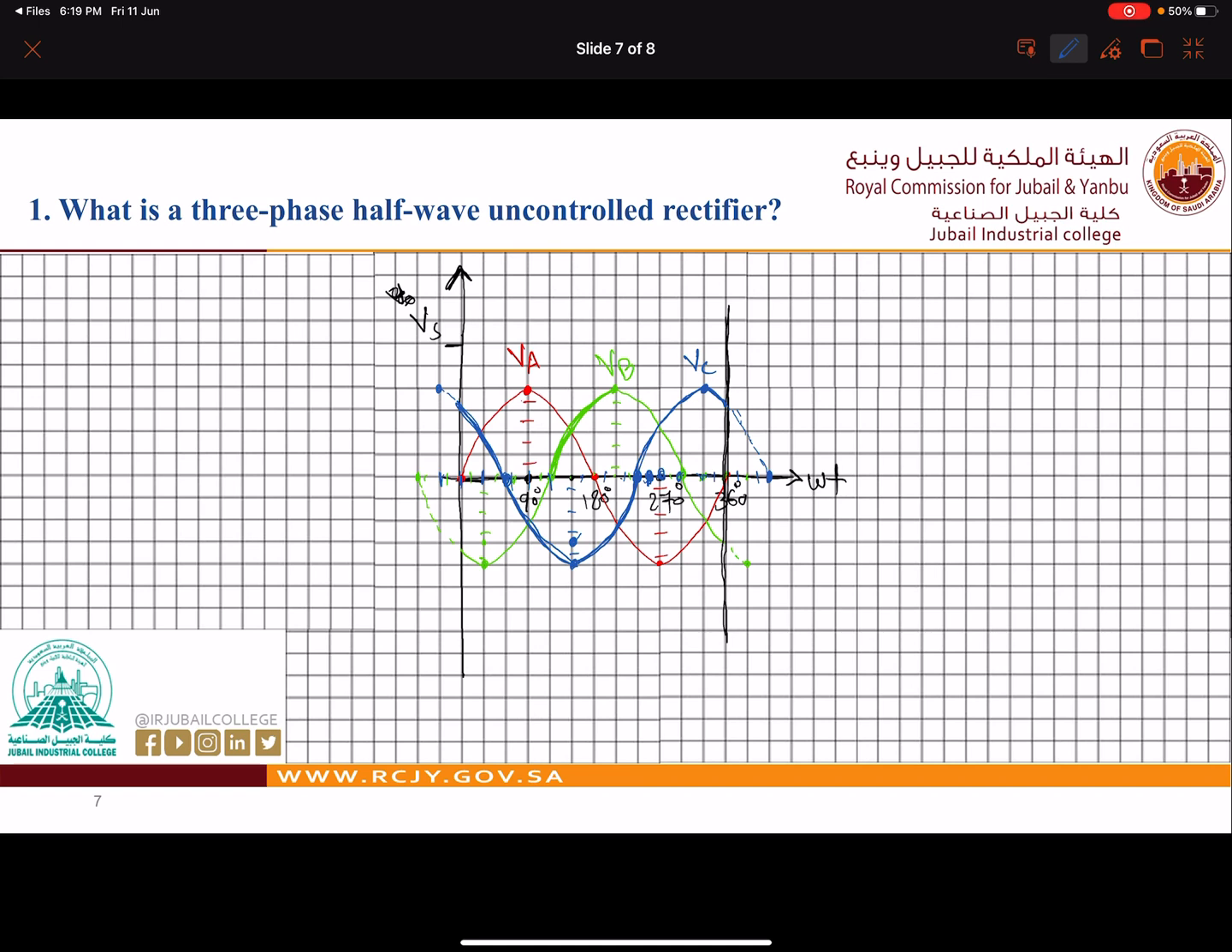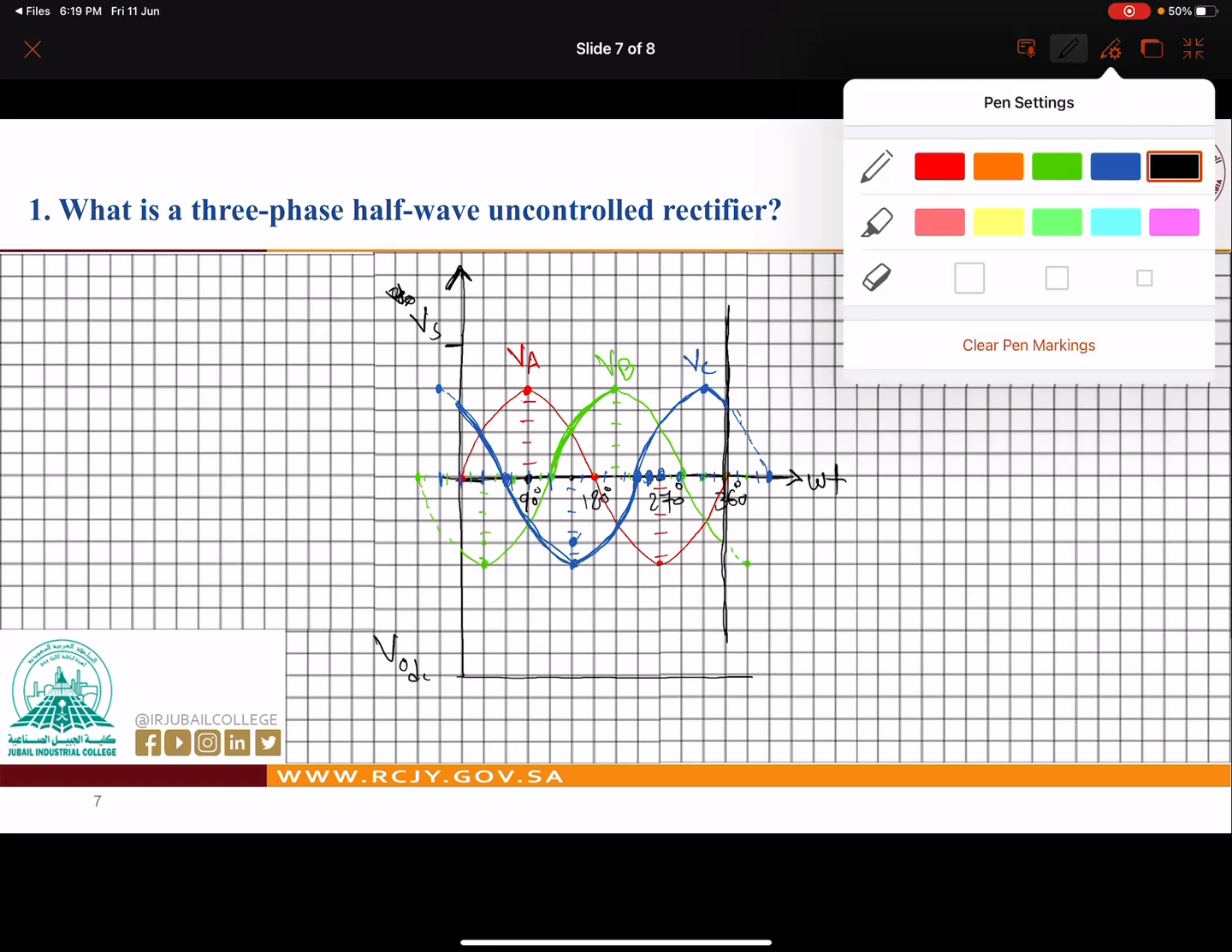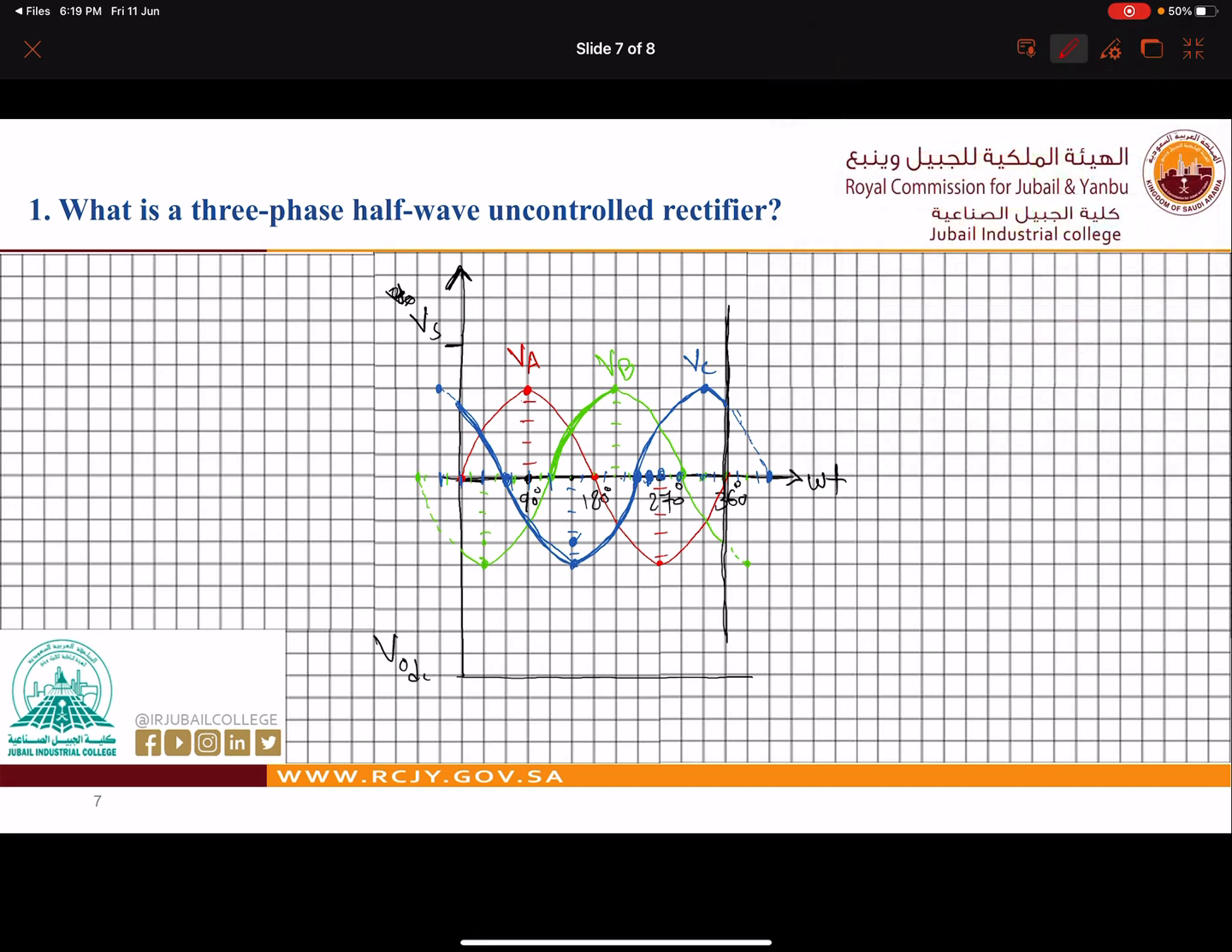Now let us see V output DC. It should be like this. Here we have V out DC. Now let us see how to draw the V out DC. We use the red color. Now we know that when VA is bigger than VC and VB, then it should conduct, right? And we should have output voltage. Now this is our at 30 degree, right? We have 1 box, 2 boxes from here. So at this 30 degree, so 2 boxes from here. We can count 2, and this is our peak. We count also 2, and this is our lower point. So we can draw our waveform.